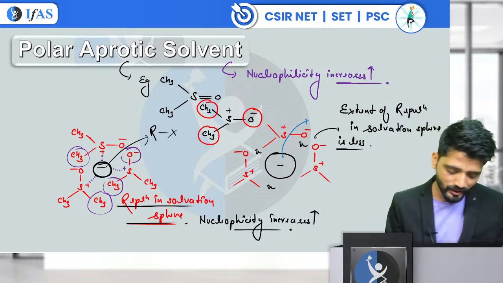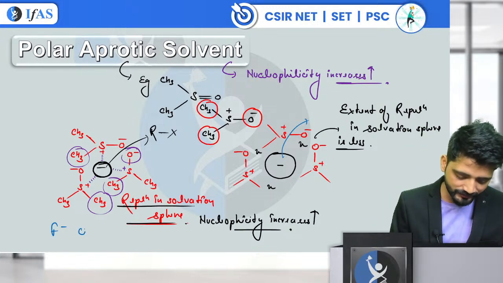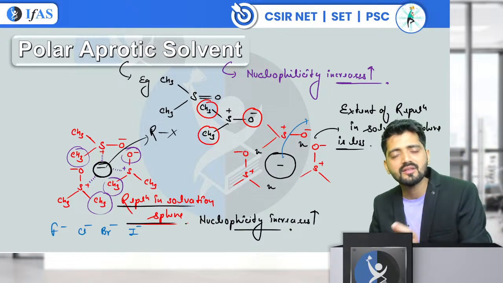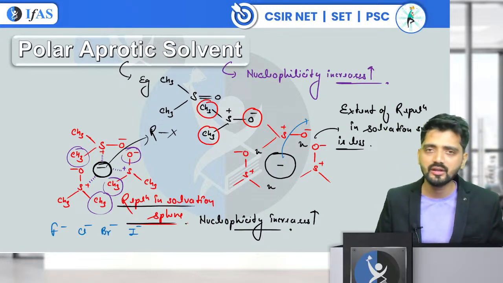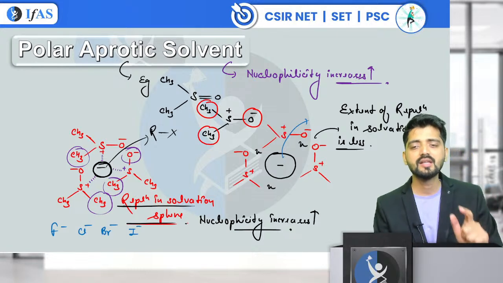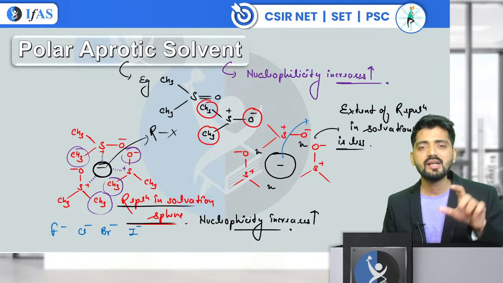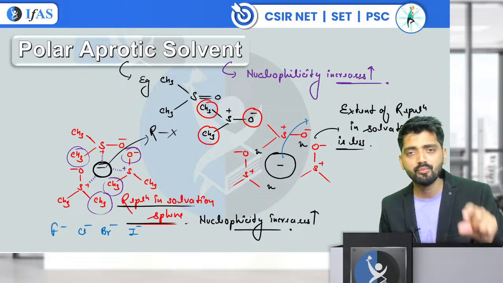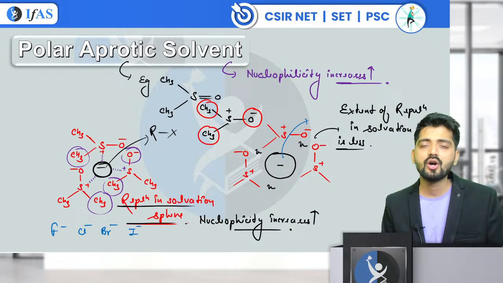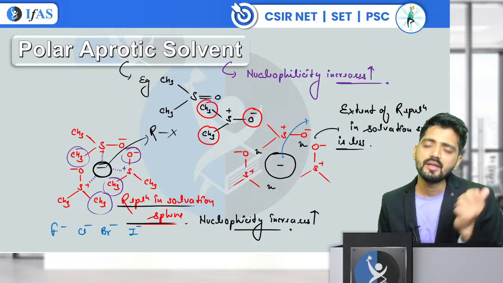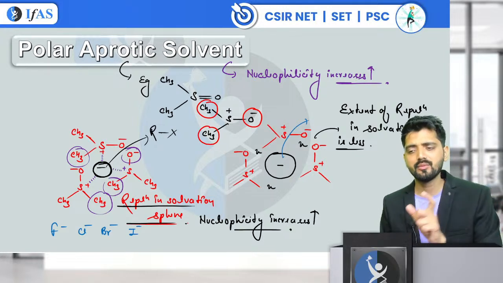So if I give you, let's suppose, F minus, Cl minus, Br minus and I minus, and I ask you to arrange these anions into the increasing or decreasing order of nucleophilicity, what will be your answer? Yes, the examiner will mention that he is asking the question in a polar aprotic solvent, or he will simply give an example, for example DMF or DMSO. This type of examples will be mentioned in the question.